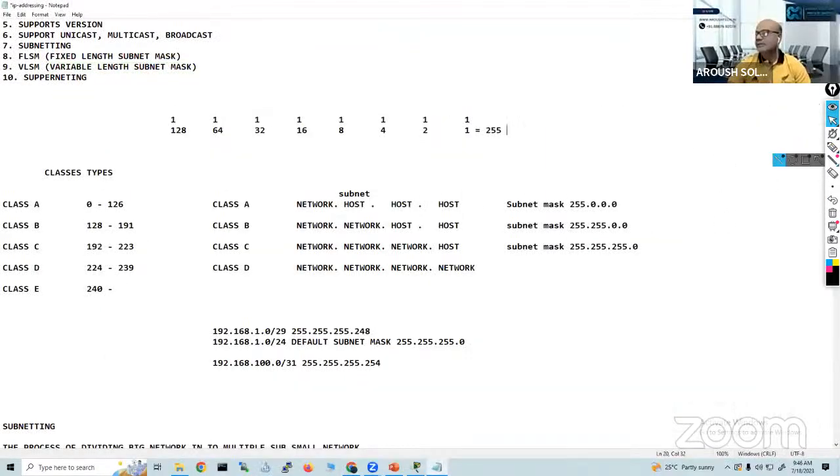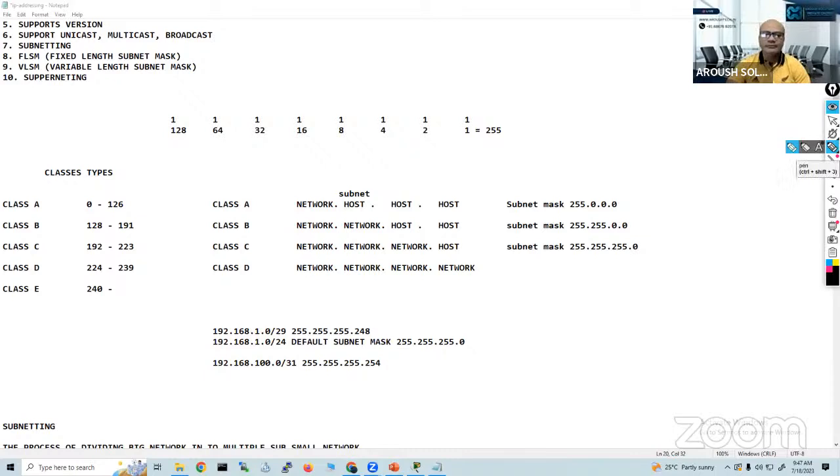So next, just coming back to our topic. 127 is used for loopbacks. It is a virtual IP address. It is used for diagnosis and testing. Remember that. I hope it's clear, right?